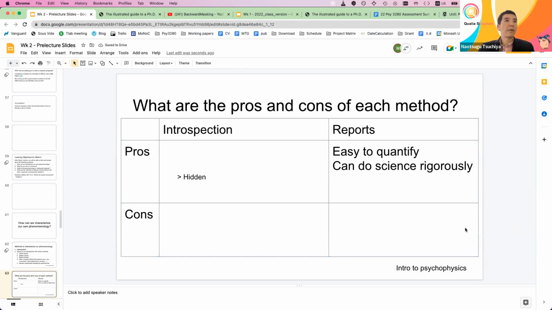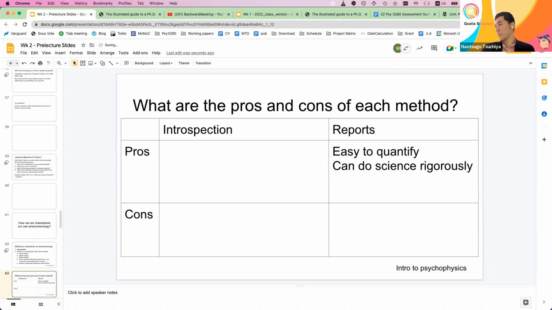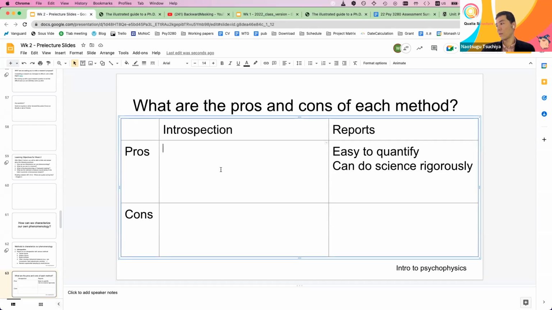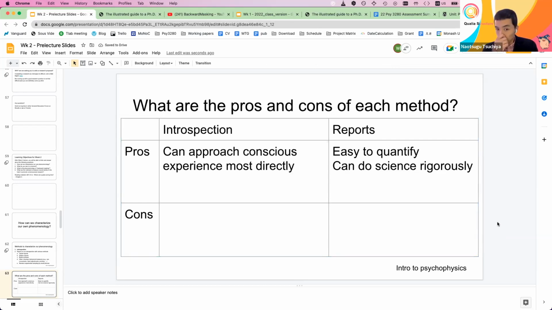On the other hand, introspection has an advantage, potentially. Can anybody say a potential advantage of introspection? No idea? Yeah, possibly, because it's much more flexible in just introspecting your own experience. Maybe it's possible to approach conscious experience most directly, and that's the reason why introspection was initially proposed as a method for consciousness research.